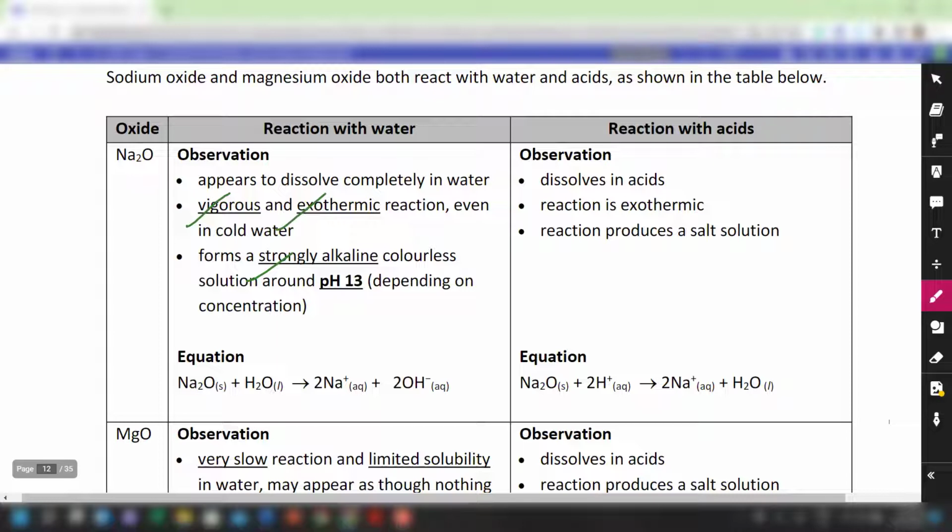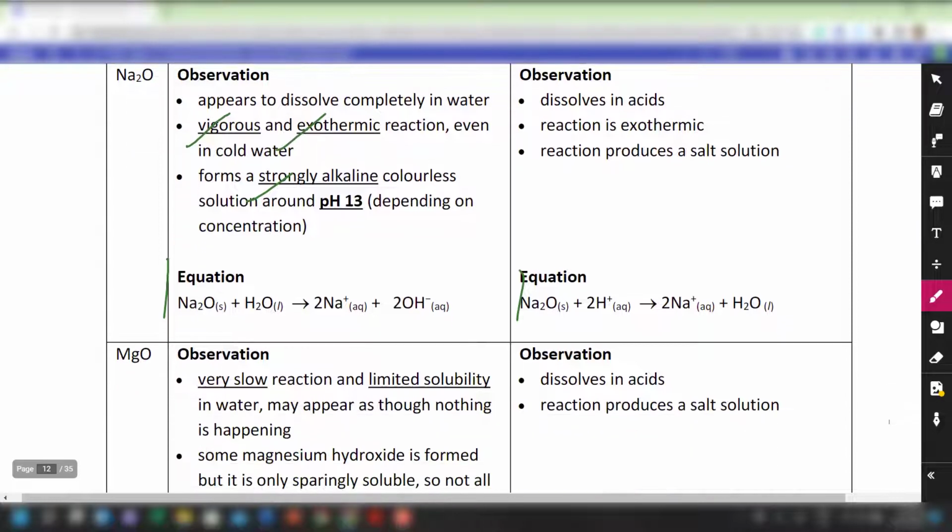There isn't a need to memorize the two equations because you can easily derive them when you work them out. Do take note that reaction with acid tends to be more exothermic as compared to reaction with water. It tends to have that relationship. You can ask yourself why, or you can think about it if you wish to.